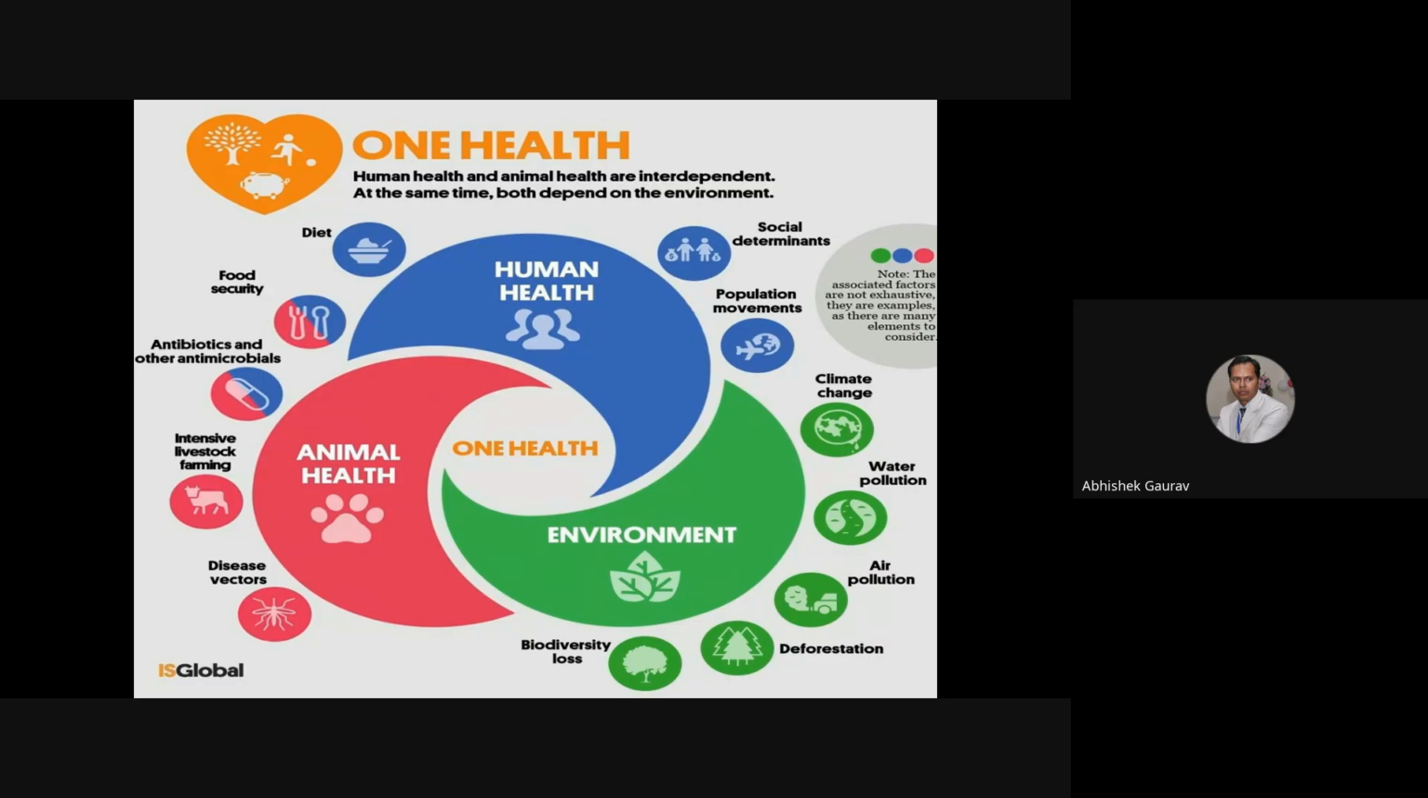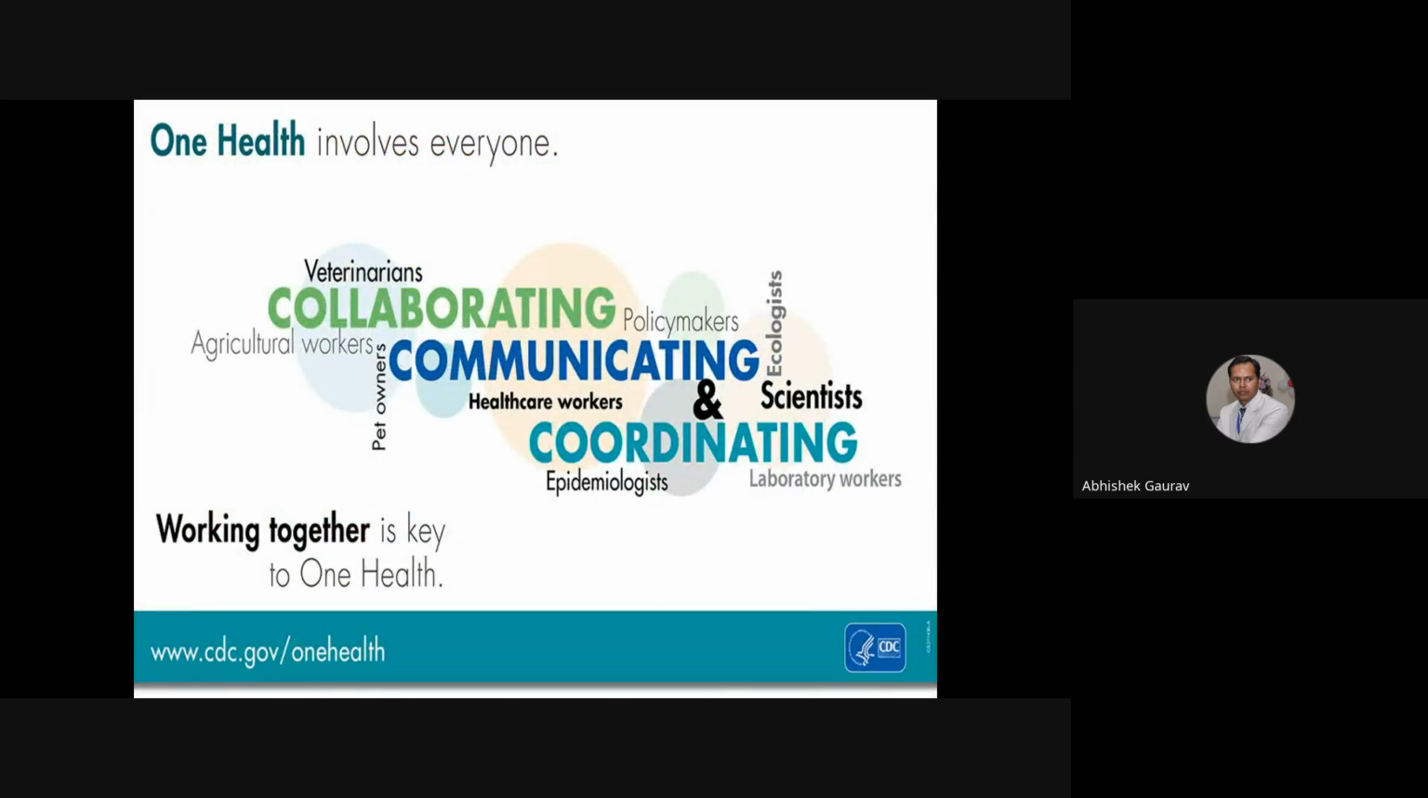And animal health, which is dependent on the disease vectors, the intensive livestock farming, the non-judicious use of antimicrobials in the animal husbandry, which is leading to antimicrobial resistance in the humans also. So all these issues, they are very complexly interrelated. The human health and animal health, they are dependent on each other, but at the same time, they both depend on the environment. Now, what is One Health?